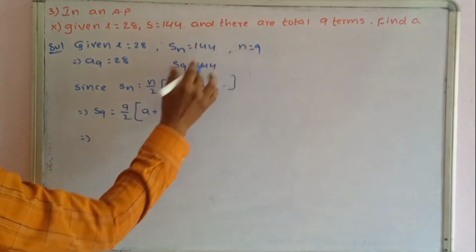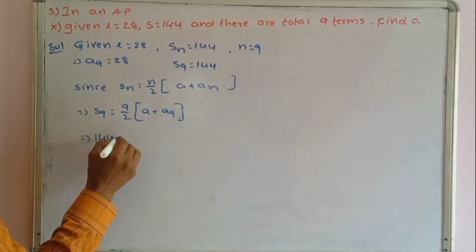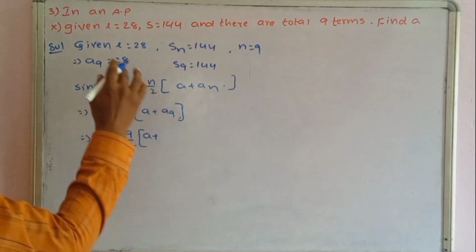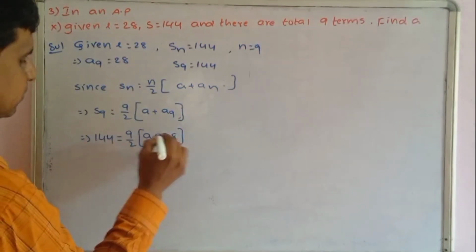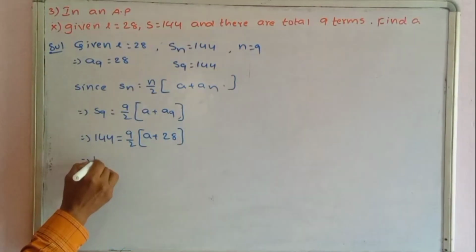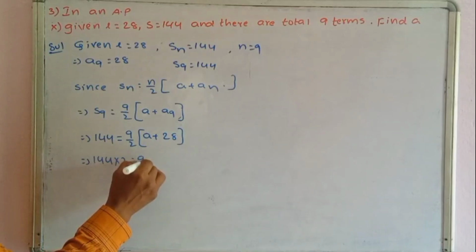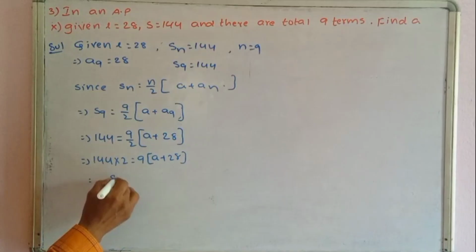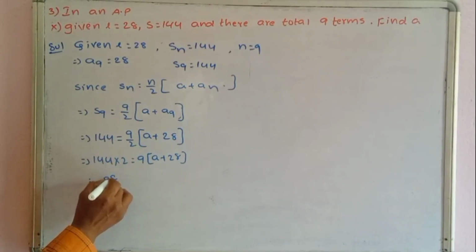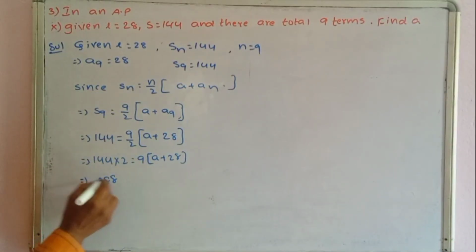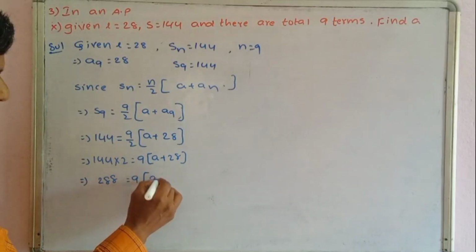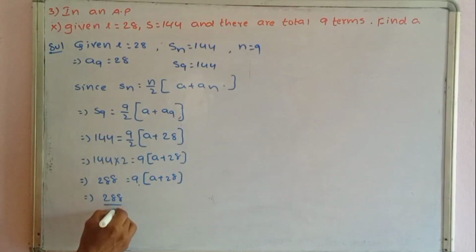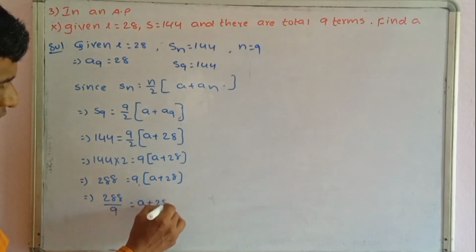So S9 value 144 equals to 9 by 2. A value, we don't know A value, plus A9 value 28. 2 transposes to the left side, 144 into 2 equals to 9 times A plus 28. So 2 4s are 8, 2 4s are 8, 2 1s are 2. So 288 equals to 9 into A plus 28. So 288 by 9, 9 transposes to the left side, divided by 9 equals to A plus 28.